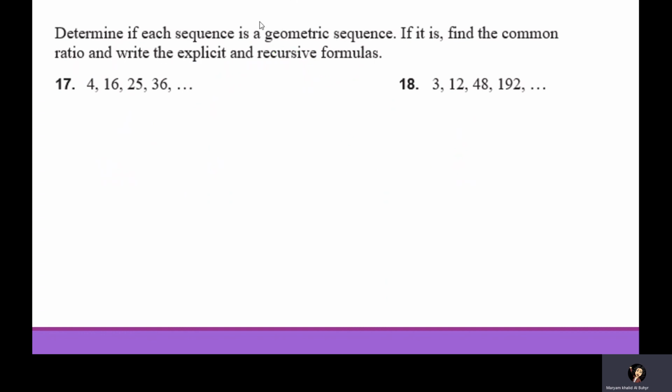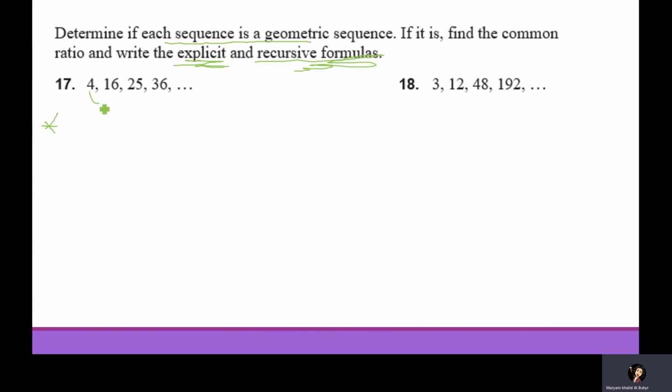Now this is an important thing. I need to write the explicit and the recursive formula, which is very important. But I need to focus on my question: determine whether each sequence is geometric or not. So I'm not going to directly write my explicit formula and recursive formula unless I check first. So let me check the first one first.